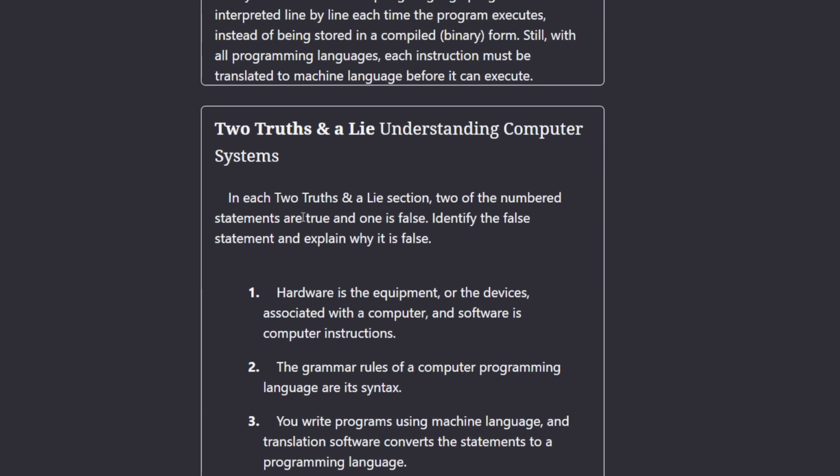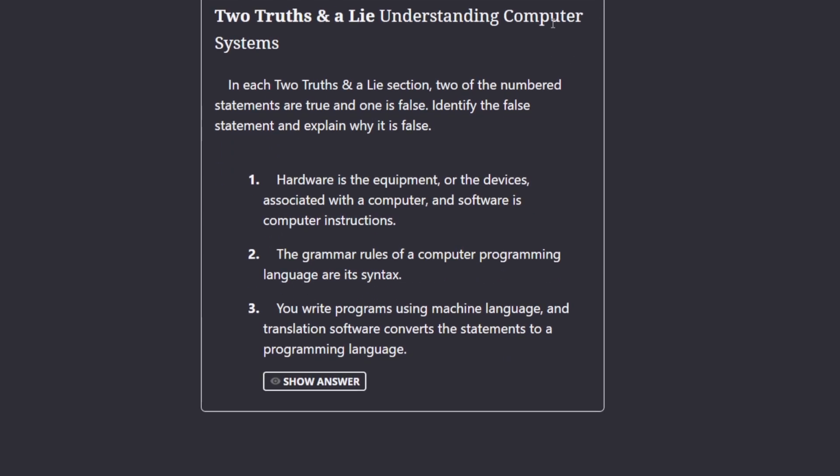Okay, so, two truths and a lie. This is a mini quiz for this lesson. Hardware is the equipment or the devices associated with a computer. Software is the computer instructions. That is true, right? The grammar rules of a computer programming language are its syntax. Correct.